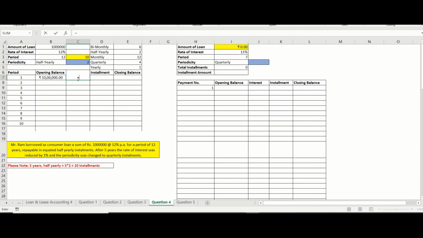My interest is opening balance multiplied by the rate, I'll fix this rate, divided by periodicity, half yearly, so it is 2. I will drag this down for the 10 installments. For the installment amount, we will use the payment function. Rate is 12%, I will fix it, periodicity is 2 because it is half yearly, I'll fix this too. My NPER is 12, the period.